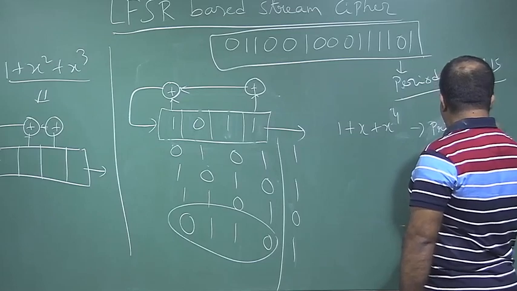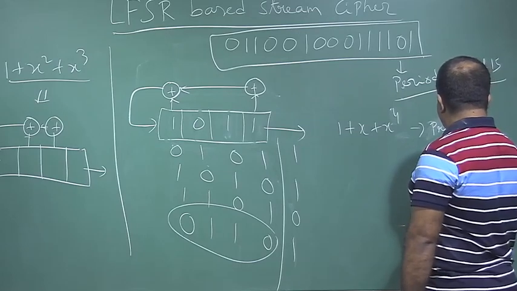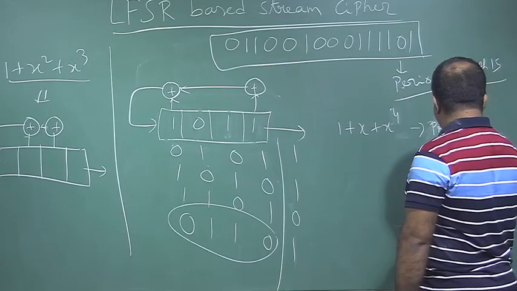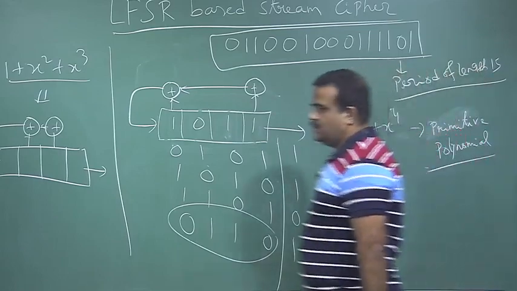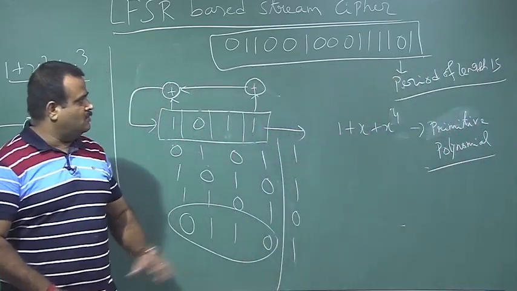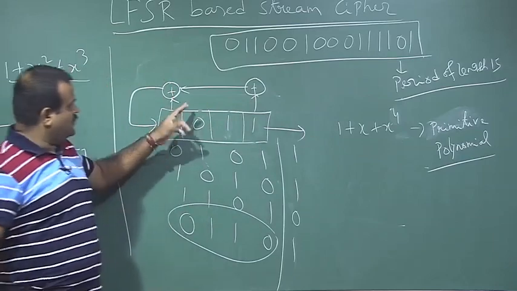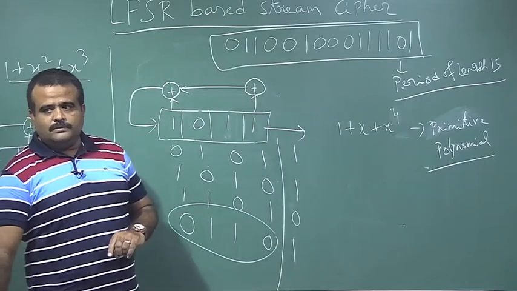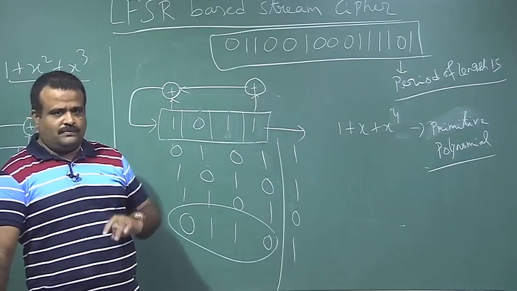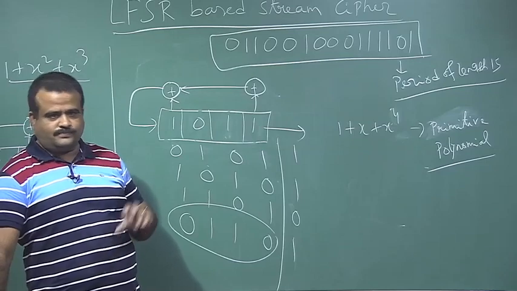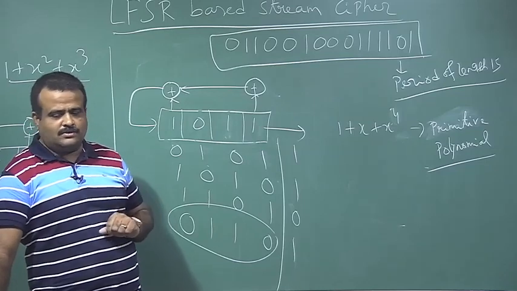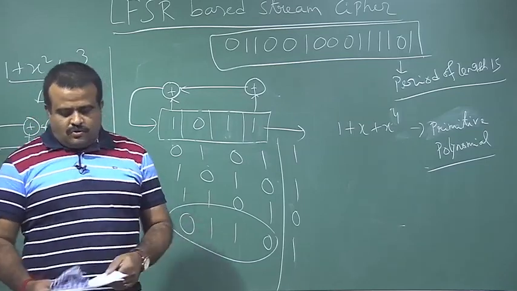Primitive polynomial. We will talk about this in detail, what a primitive polynomial is. If we choose a primitive polynomial, then the corresponding LFSR will give us a good sequence for a pseudo random bit generator. So, it is good.